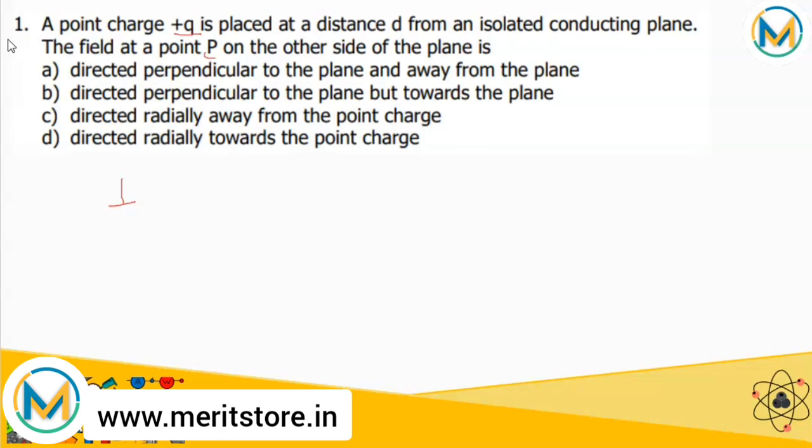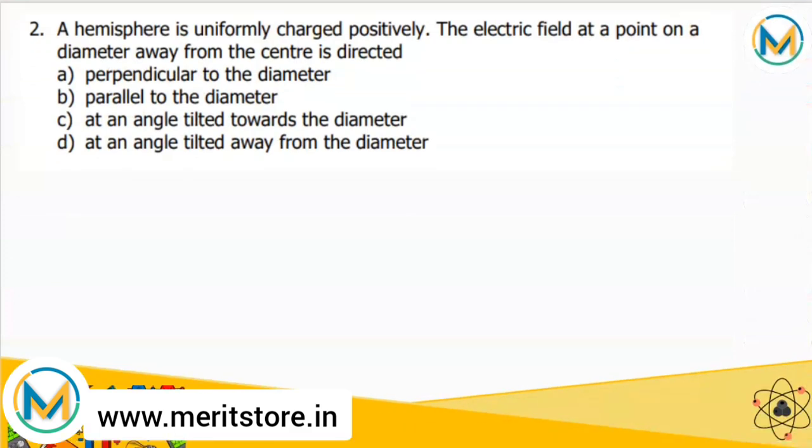Hence, option A is correct. That is, directed perpendicular to the plane and away from the plane. So, option A is the correct answer. Looking towards the next question.